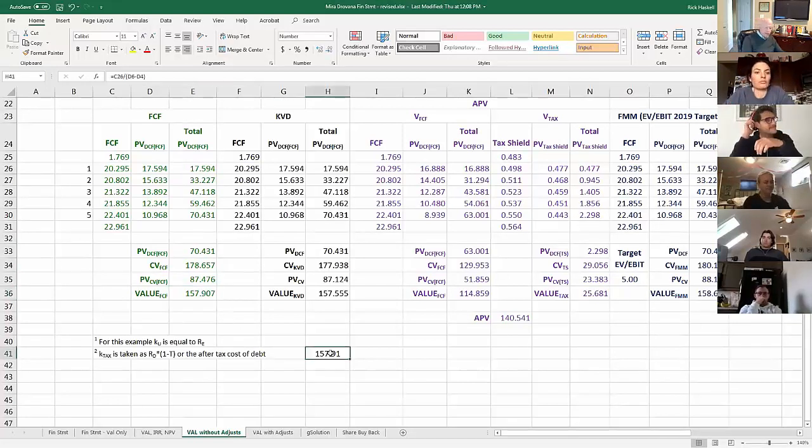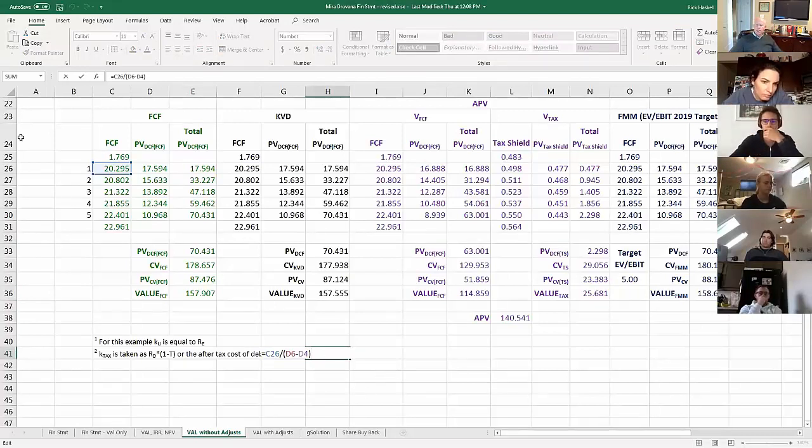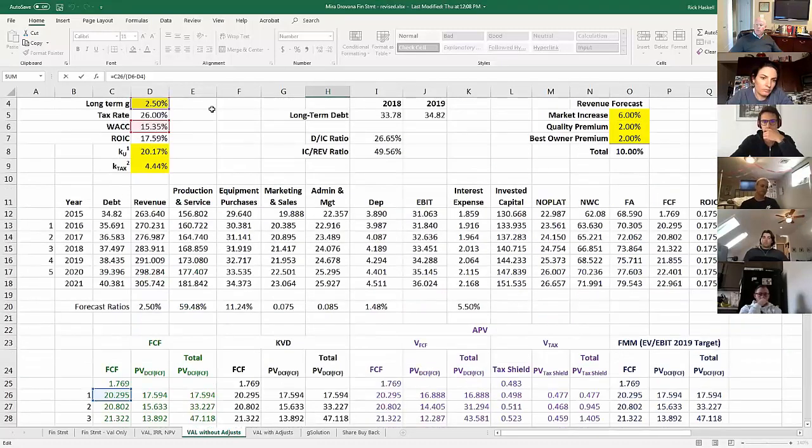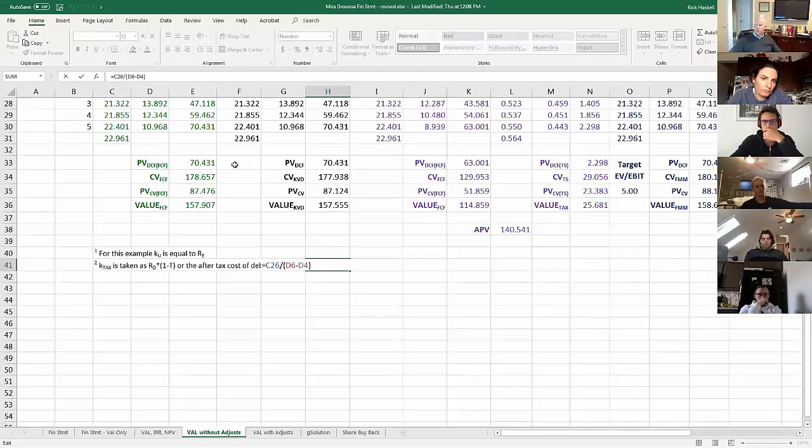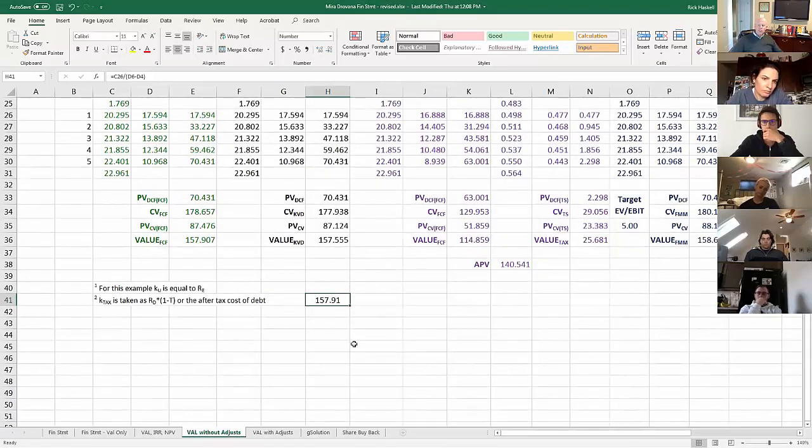But here, notice how I've also come up with the same number. I simply am taking my cash flow at time 1 and dividing it by WACC minus G. So I'm using that Gordon growth construction. And in doing so, it gives me the exact same 157.91. So this one singular little equation has done everything that all of this did.